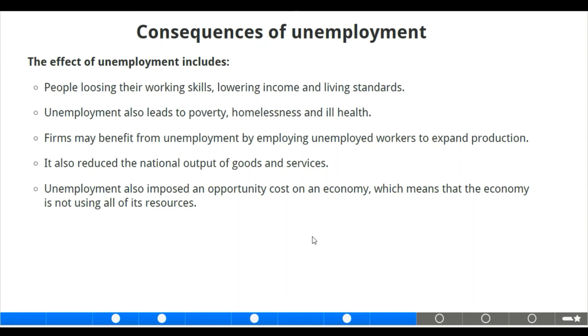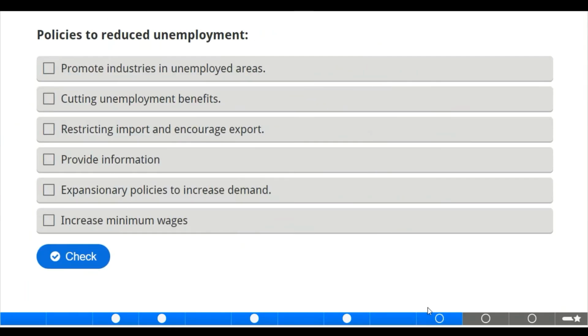And firms may benefit from unemployment by employing unemployed workers to expand production. Of course, that is true, and it also reduces the national output of goods and services. Unemployment can also impose an opportunity cost on what? On an economy, which means what? Which means that the economy is not using all of its resources when people are unemployed. Now we move to the next slide.